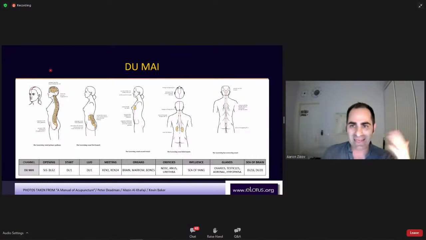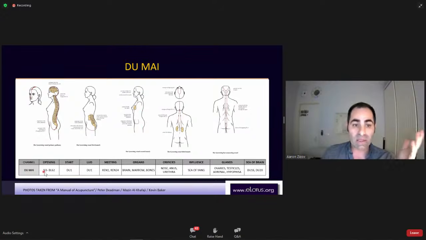I mean, the idea is to go to the basics and to understand them from another perspective, a more advanced point of view of a clinical experience. So we saw the whole pathways of the channels, where they go through.